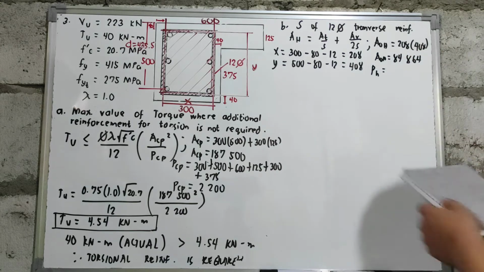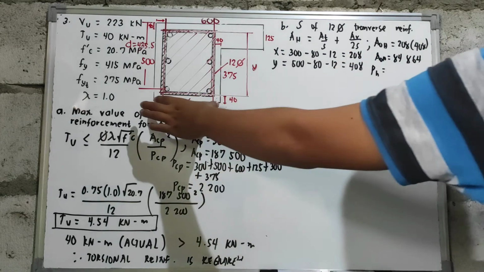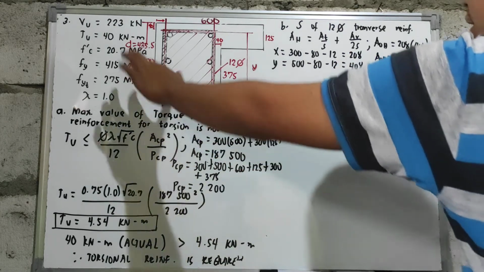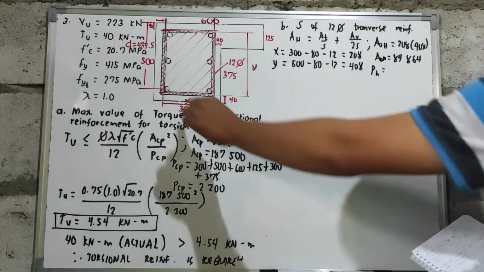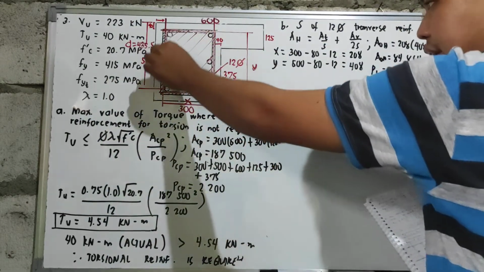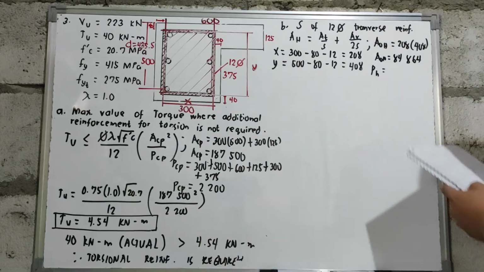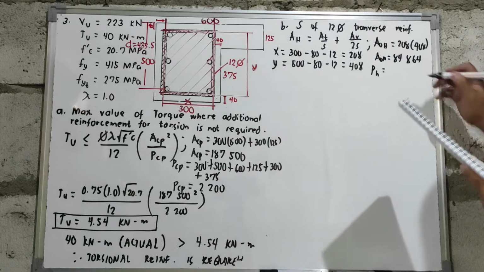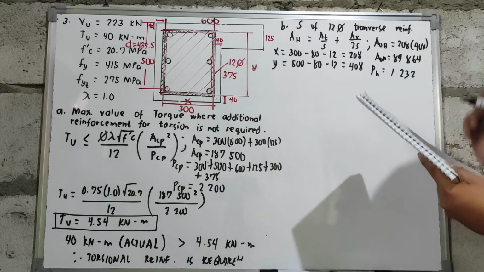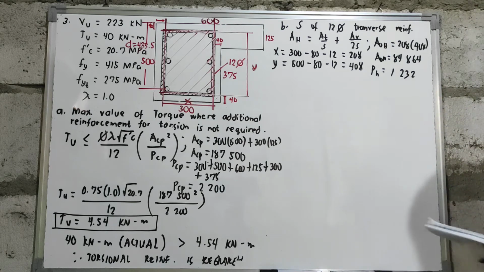So you have twice lang natin yung 208 plus twice natin yung 408. Kunin lang natin yung perimeter along the center line ng mga stirrups natin. So you will have a value of 1,232 mm. After nating ma-compute yan, let us compute for the value of your V sub C.